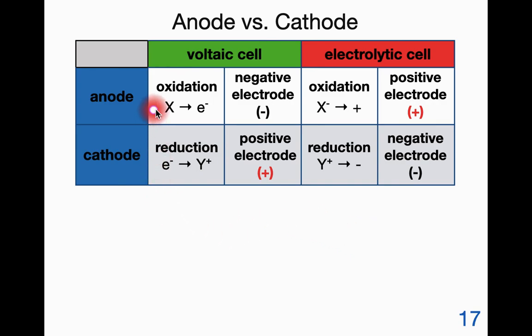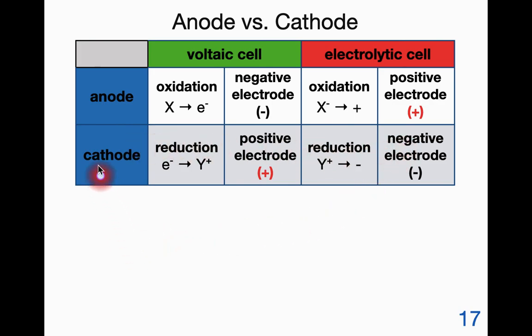Now, all you really need to remember is that the anode is always the site of oxidation. The cathode is always the site of reduction. Then simply remember that for a voltaic cell, the anode is negative and the cathode is positive. Then for the electrolytic cell, just remember that the signs are opposite. The positive electrode is the anode, the negative electrode is the cathode.